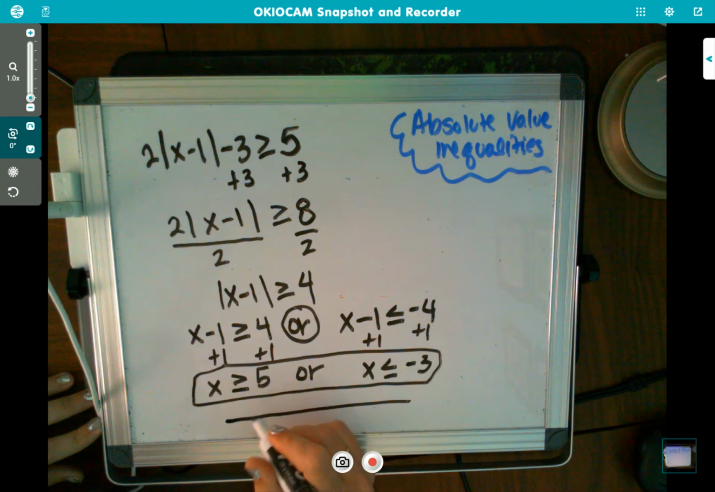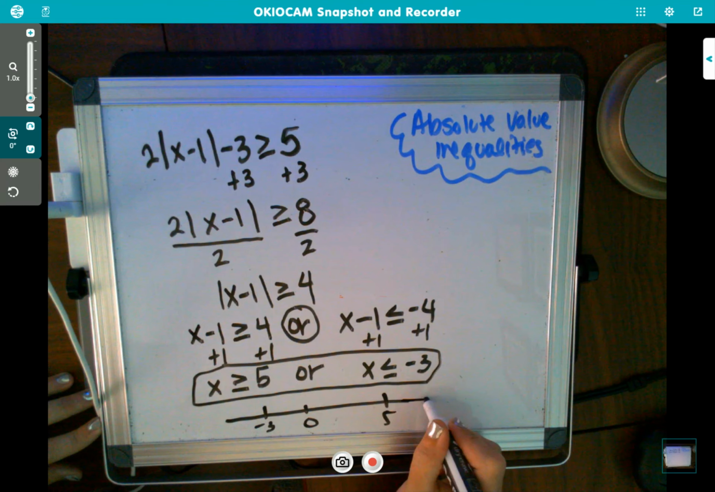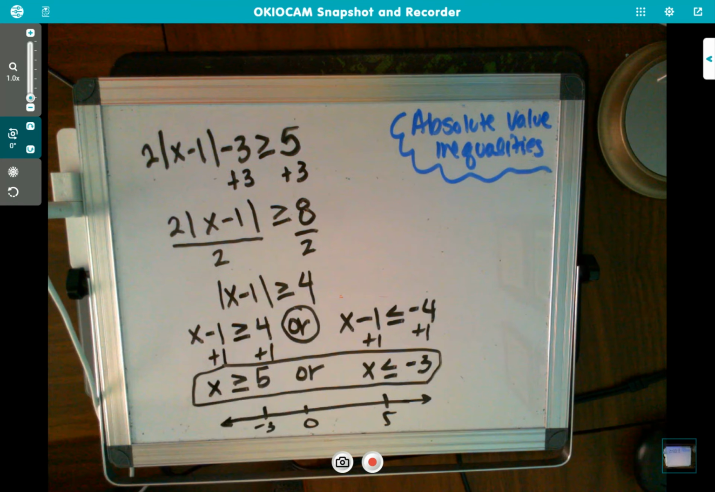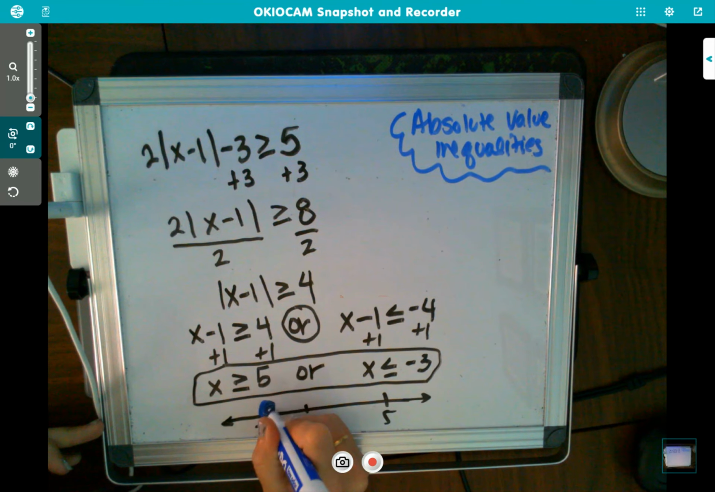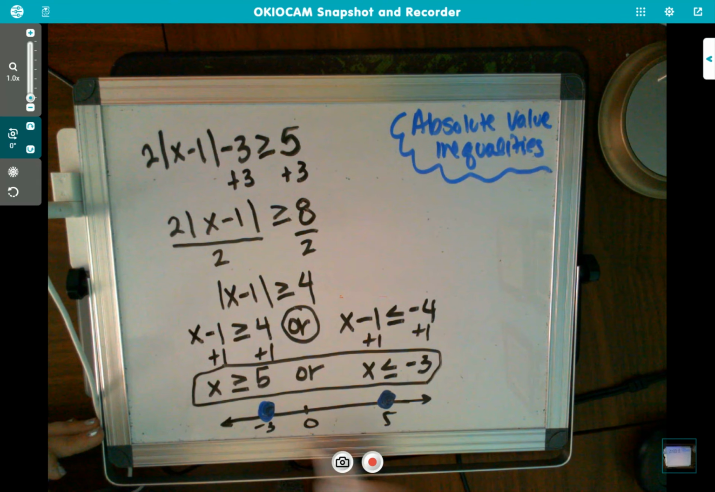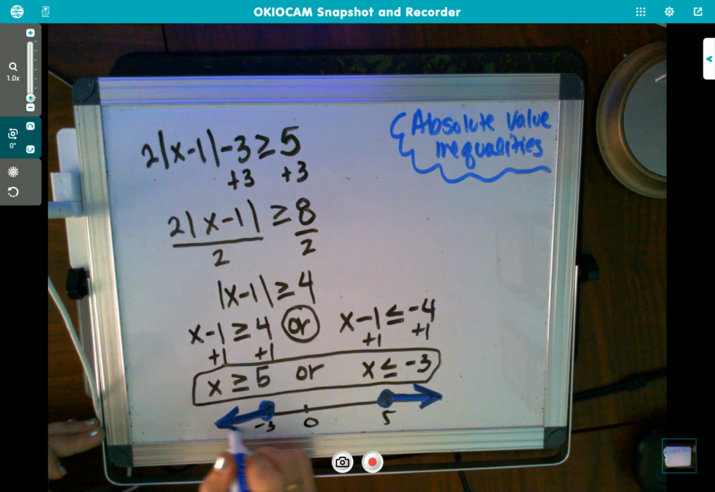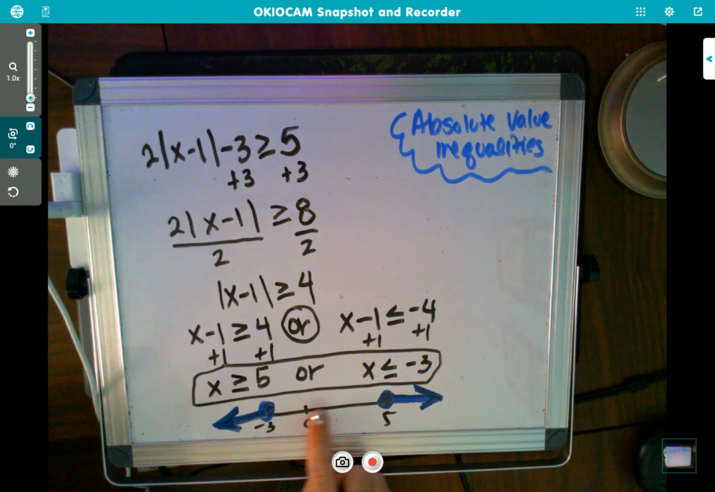And then let's look at the number line on this. So negative 3 is down here. Let's put 0 here, 5 somewhere over here. These are equal to, so we have to fully enclose our endpoints. If it didn't have the or equal to, it would be just an open circle. And we're greater than or equal to 5, so that's this way. And we're less than or equal to negative 3, so that's that way. And that makes sense for the or situation as well. If it was and, we would shade in between. And you can also stick those answers together.